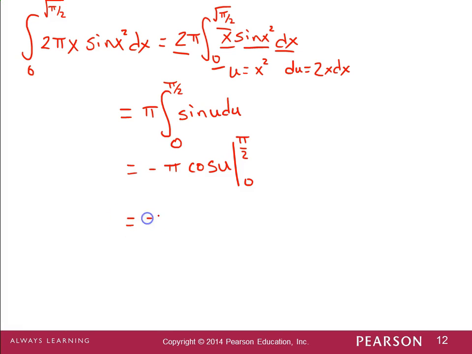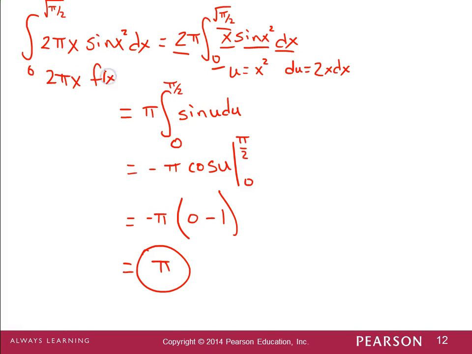Okay, so we have that negative pi times a quantity. Well, what's cosine of pi over 2? Well, cosine of pi over 2 is 0, and then cosine of 0 is 1. So I'm going to get a negative 1 in there and multiply. That gives me a volume of pi. So we look back here, we know we're using the formula 2 pi x times the function dx, and we're integrating that along our bounds a to b.